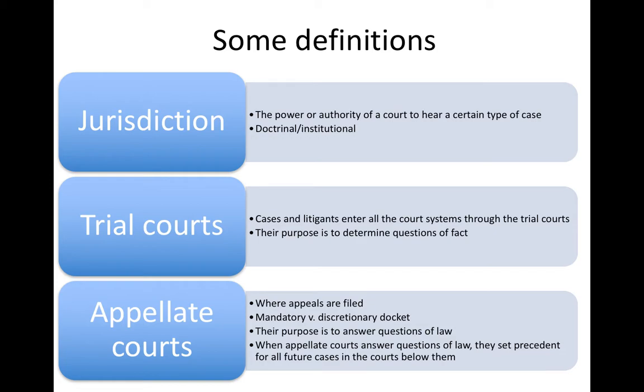So for example, in an appeal, unless it's in sort of a special case, new evidence, unless it was seen as being improperly excluded from the original trial, is never heard by appellate courts. Instead, they're simply determining questions of law. So how have the trial courts applied questions of law? And so when appellate courts answer these questions, they then set a precedent for all future cases that are occurring in courts below them. So the trial courts then have to rely on appellate court decisions.